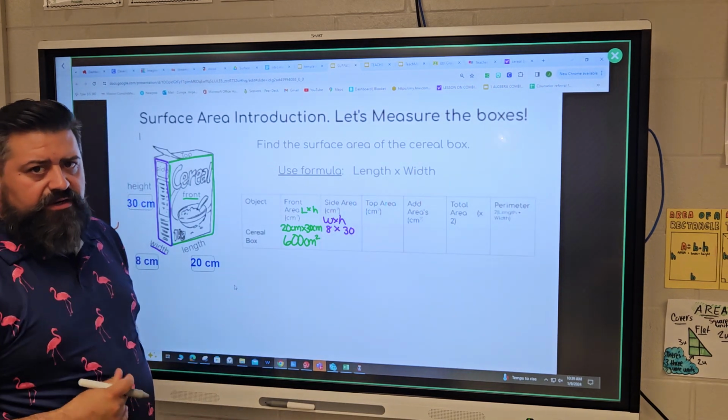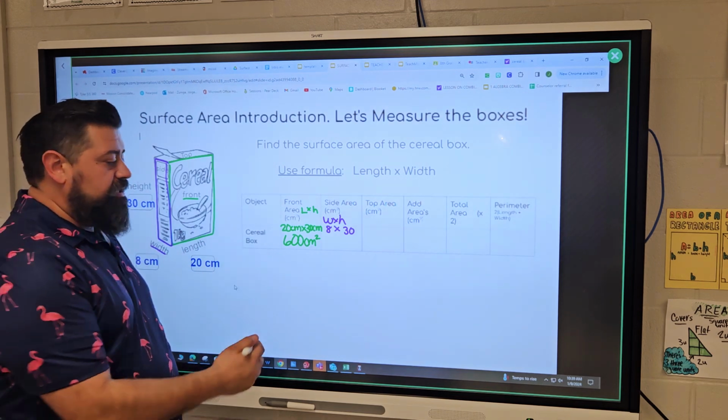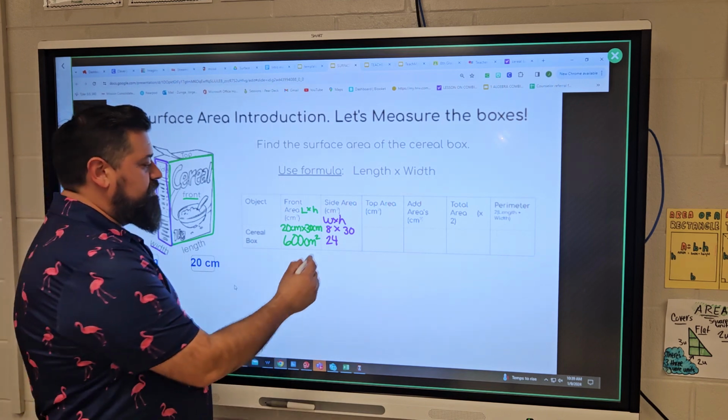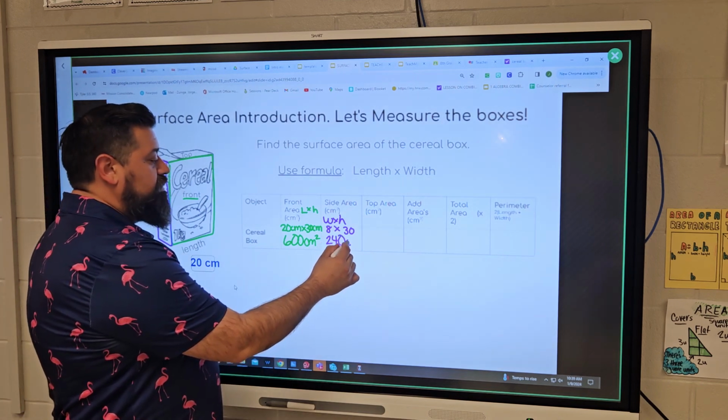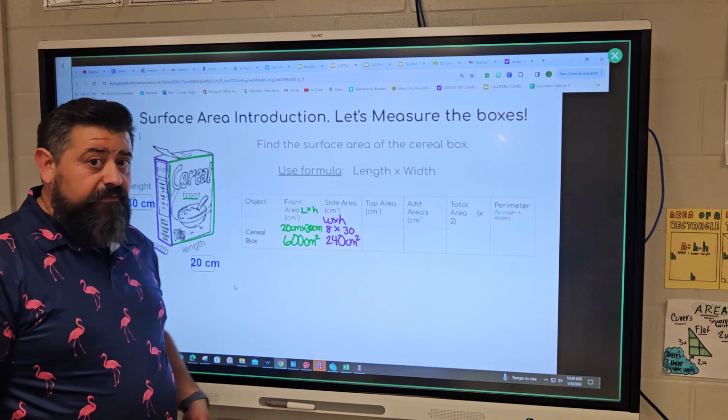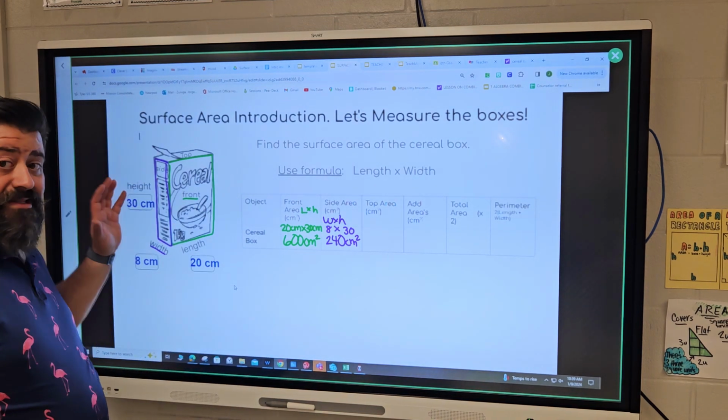So use your calculator or mental math. I know that 8 times 3 is 24, and then there's a 0 right there, so we're just going to add the 0. So we're at 240 centimeters squared. So far you have found the area for the front and the side.